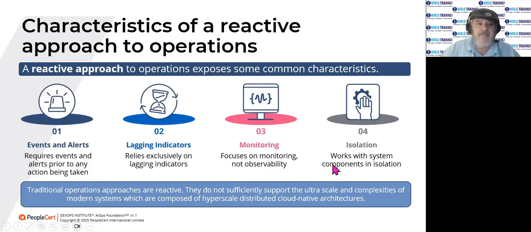So traditional operation approaches are reactive. They don't sufficiently support the ultra scale and complexity of modern systems, which are composed of hyperscale distributed cloud native architectures.